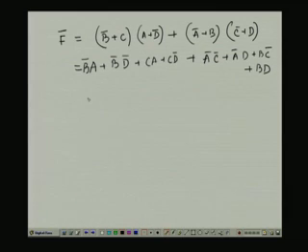Now, this becomes B bar D, B bar D bar plus A D bar. So, these two terms I keep as it is.